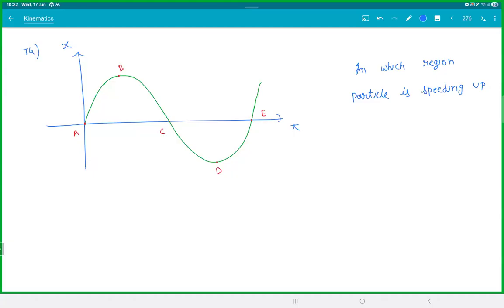In xt graph, slope is velocity. Look at your slope's magnitude. Is the magnitude increasing or decreasing? So speed increasing or decreasing? We don't really care about the direction for speed.